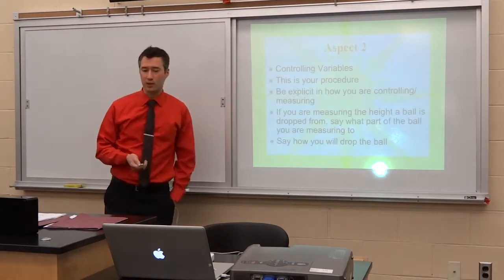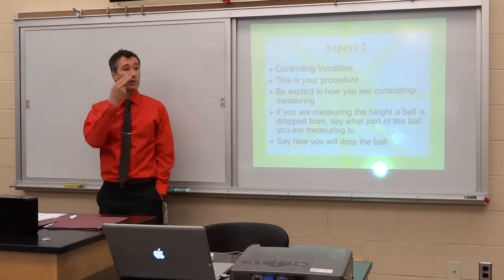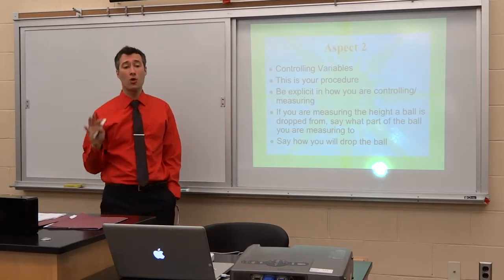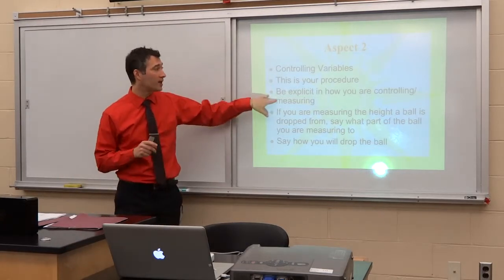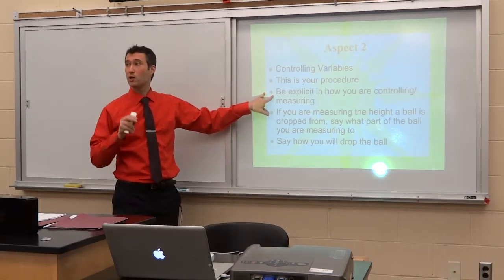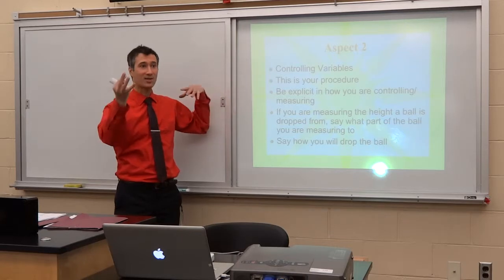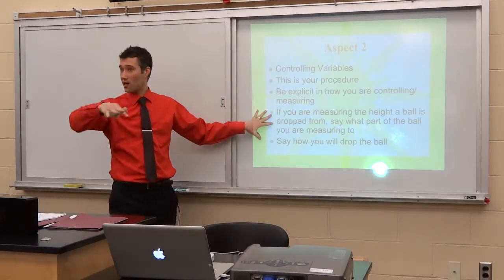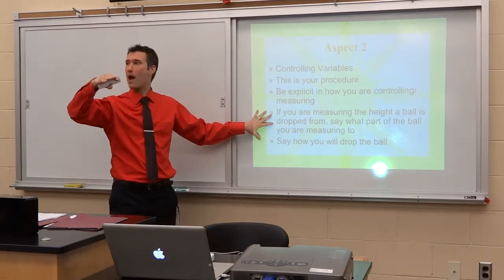Okay. Aspect 2 is on controlling your variables. So this is your procedure. This is the steps that you're going to take to properly control all this stuff, right? Be very explicit. Don't assume that somebody would do it the same way as you, right? If you're measuring the height that you're dropping the ball from, how are you measuring it?